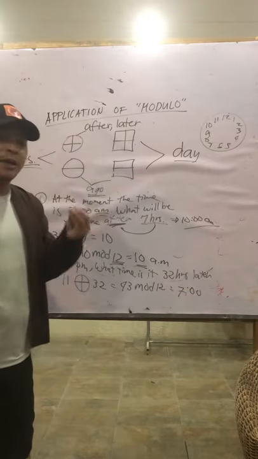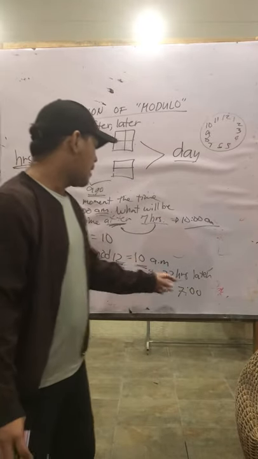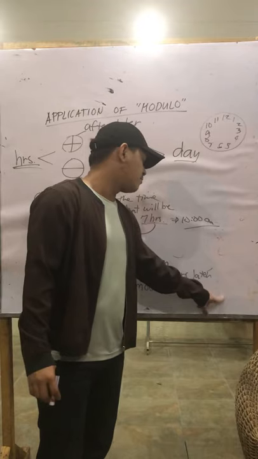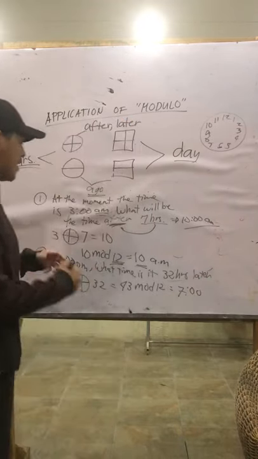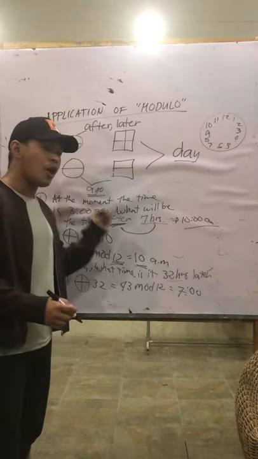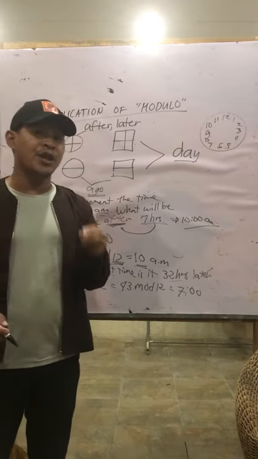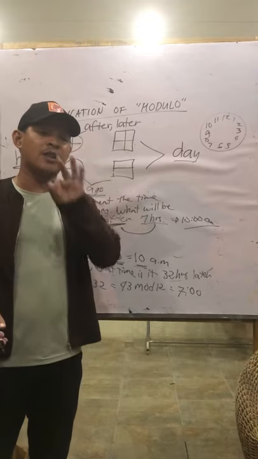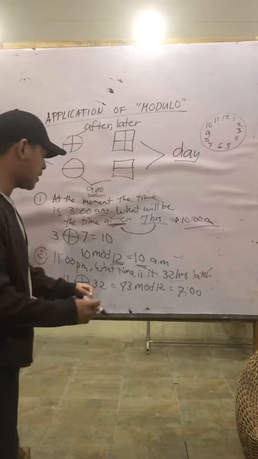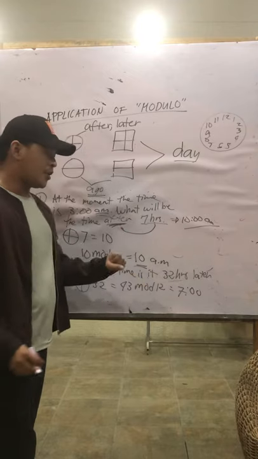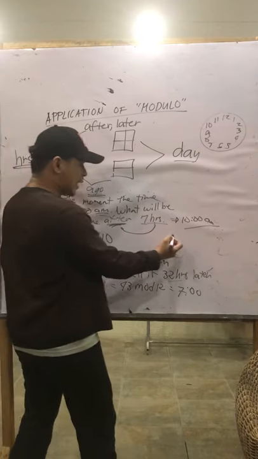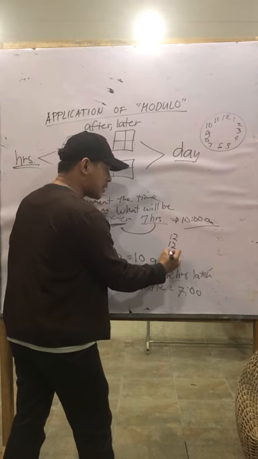And what will it be, is it AM or PM? That will be the question. So let us find out. 43 mod 12, we have quotient 3. Our quotient is 43 divided by 12 is 3, remainder 7. Therefore, we have 3 times that it went around the 12 hours.